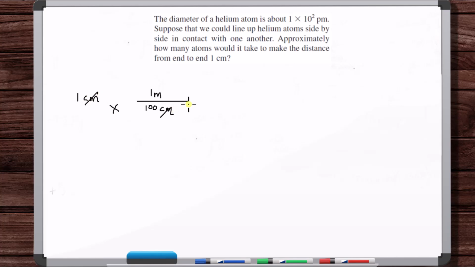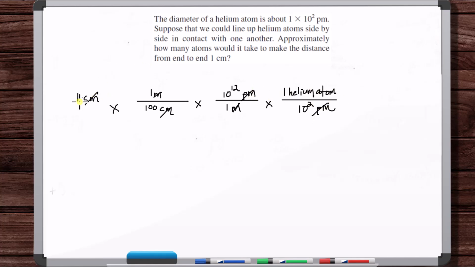All right. Now, you've got 10 to the 12th picometers in 1 meter. Okay, so now we're in picometers. That's what we want. So we can say that 1 helium atom, its size or its diameter, is 1 × 10 to the second picometers, which is just 10 to the second picometers. And so there you go.